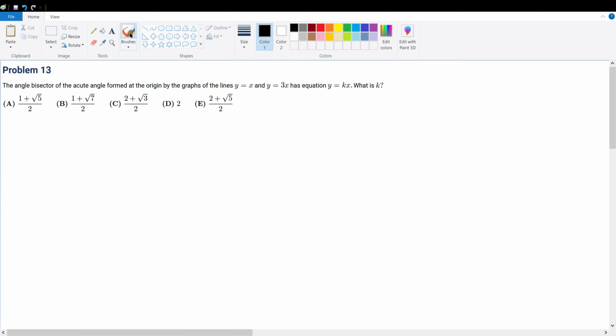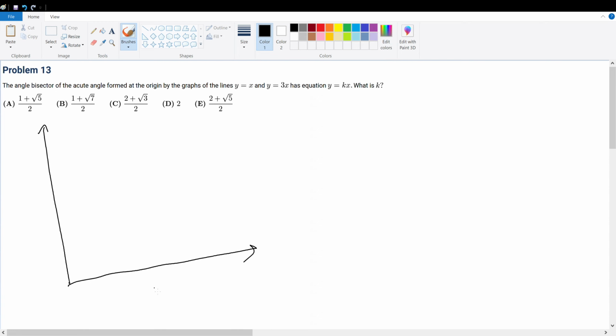Problem 13. The angle bisector of the acute angle formed at the origin of the graphs of the lines y is equal to x and y is equal to 3x has the equation y is equal to k times x. What is the value of k? So first let's draw ourselves an axis to represent this geometry problem.